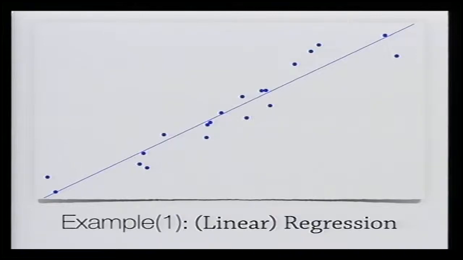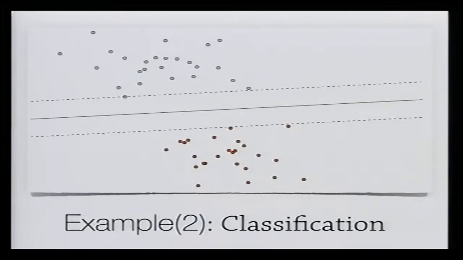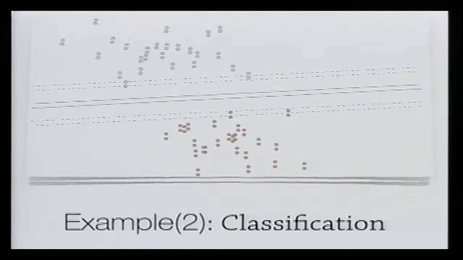Here are a few very common examples of machine learning. This is an example of linear regression. The blue dots are the data, and we want to generalize a function that fits all the data. Another very common problem is classification. We have the data divided into classes, and we want an algorithm to divide the data properly into the two classes. In this case, we have defined a separating hyperplane between the two classes.